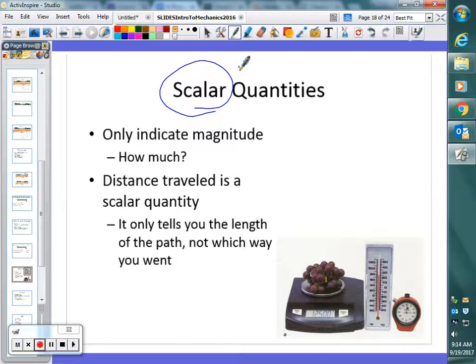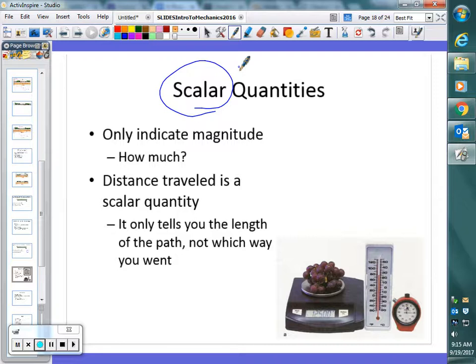Scalar quantities only tell us magnitude, which means they only tell us what? How much or how big. Okay? Scalar quantities only tell us magnitude. They don't have direction. There are other scalar quantities that we will run into as we go through this course. Things like mass. Mass doesn't have a direction, it's just how much of something. Things like time. Time doesn't have direction, it's just how long something takes. So scalar quantities only tell us magnitude. Okay? Good there? All right.